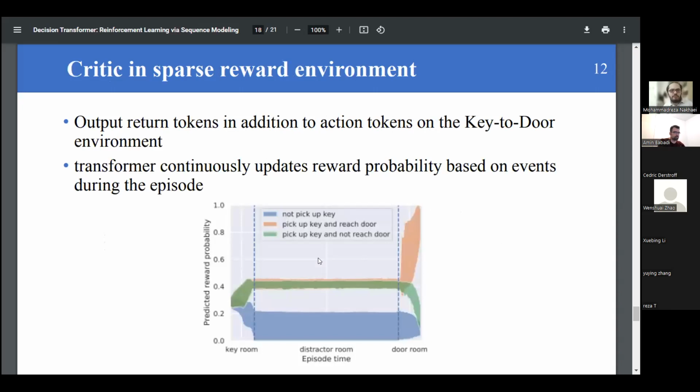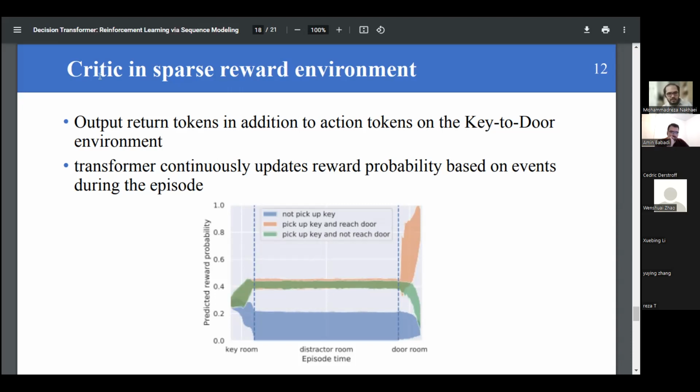The next question comes in the second question. The next question actually is whether we can use decision transformers in a sparse reward environment, and another question is whether we can use that as a critic.